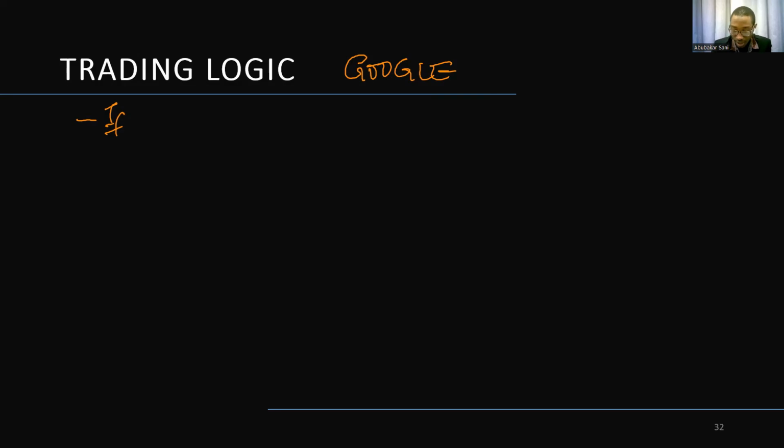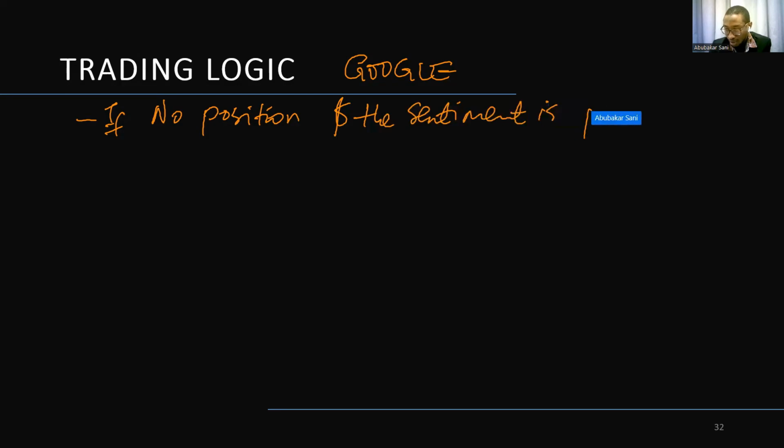What I see from the news is, assuming I have not yet bought into Google, this is my first trade for the day. So if I am in no position, and I check and the sentiment is positive, meaning that people are happy about Google, I will go long. So I'm going to buy Google. That means going long.